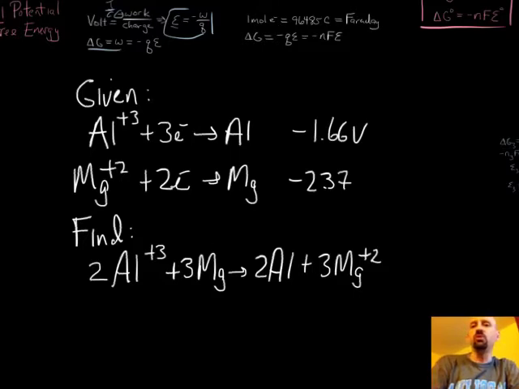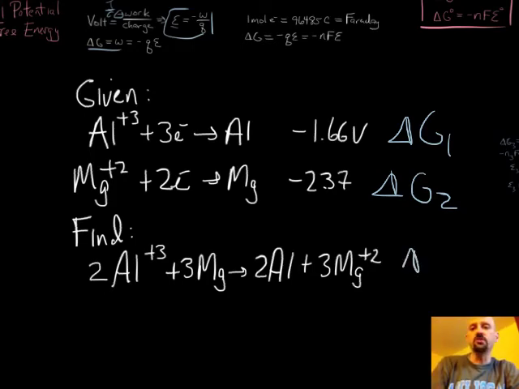So what we'll do is we'll call the free energy of that first equation delta G1. The free energy of the second equation, we'll call that delta G2. And then the free energy of our target equation is going to be delta G3. Now, just like you're applying Hess's law, what would delta G3 be with respect to G1 and G2?